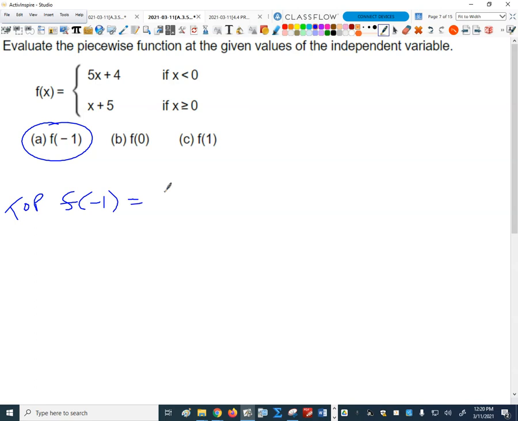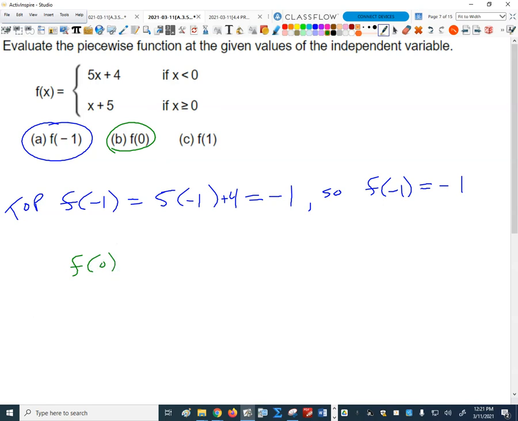And so then in the top piece, every place where I used to have an x, I'm going to plug in a -1. And so what do I get? -5 plus 4 is going to give me -1. So f of -1 equals -1, right? Everybody see that? Okay, what about the next piece? We'll make this one green.